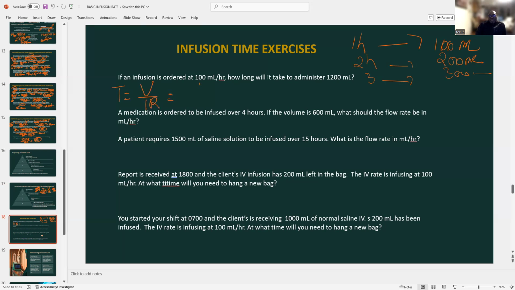My volume is 1200 milliliter. I divide that by 100 ml per hour. You know that milliliter will cancel out, and then I'm going to have hours on the top. So it's 1200 divided by 100. So it will take 12 hours to complete that infusion. Let's look at the second one.